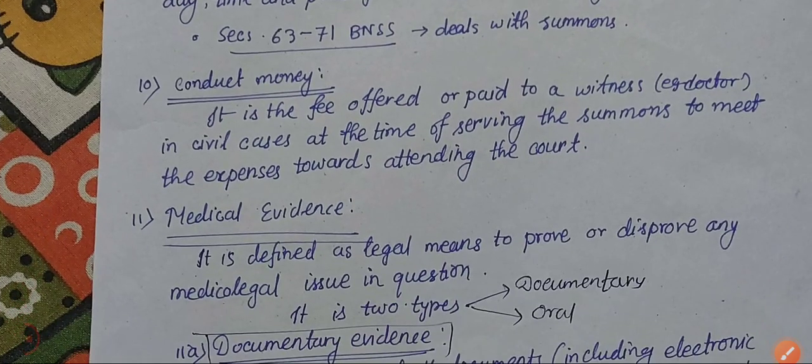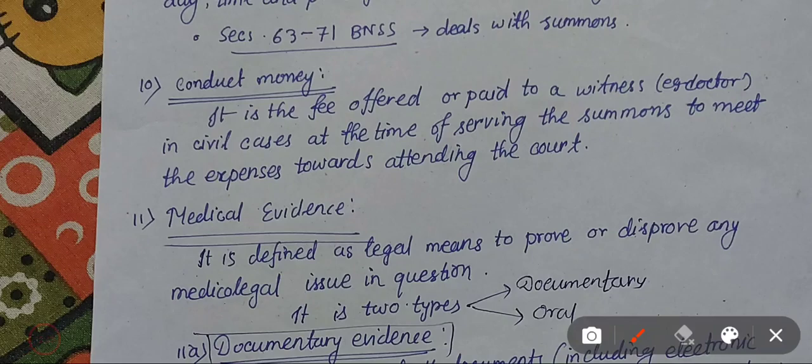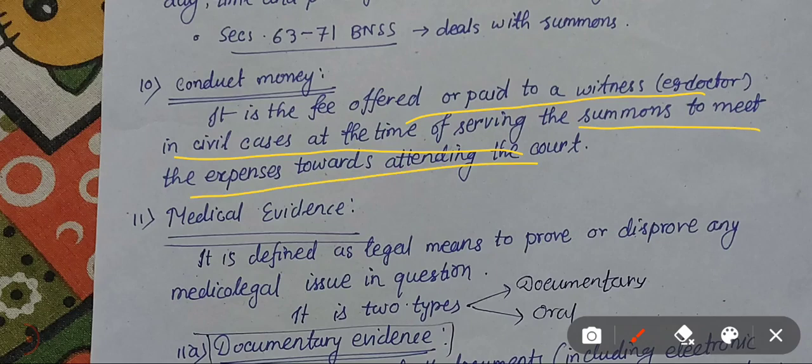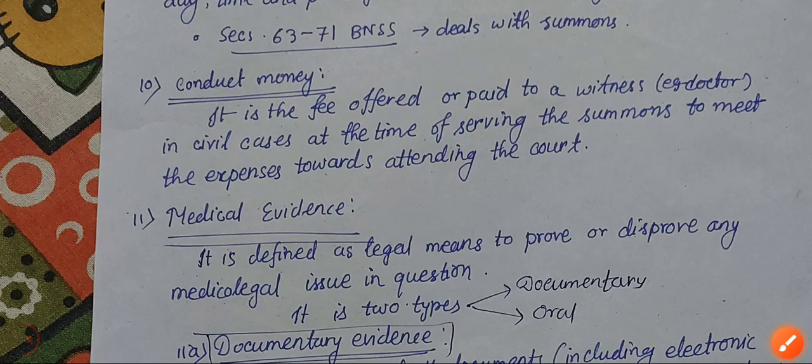Now, conduct money. Conduct money is the fee offered or paid to a witness in civil cases at the time of serving the summons, to meet the expenses of attending the court. Remember, conduct money is only given in civil cases, but in criminal cases conduct money is not given.